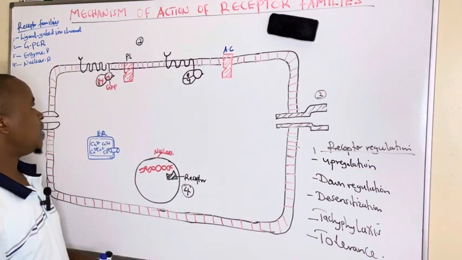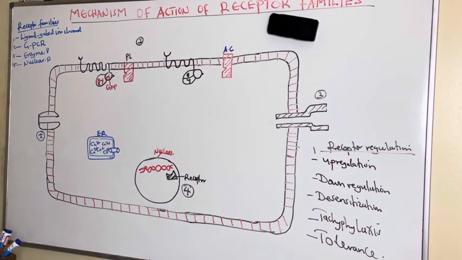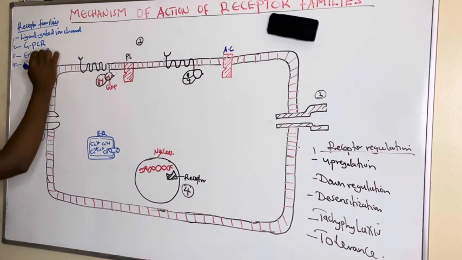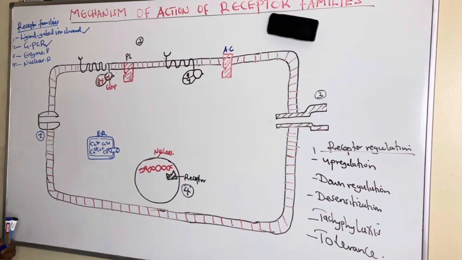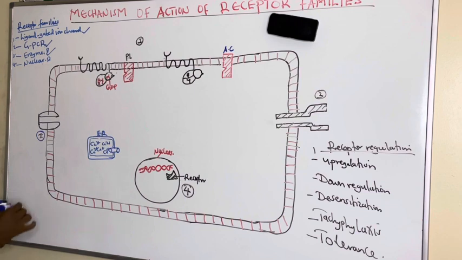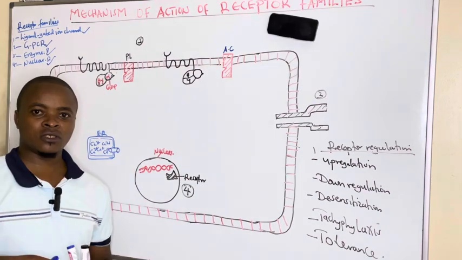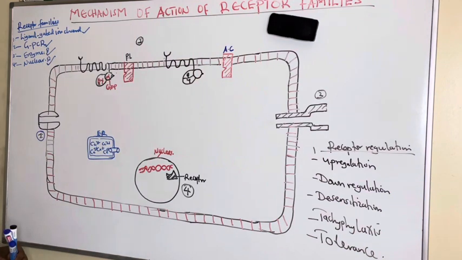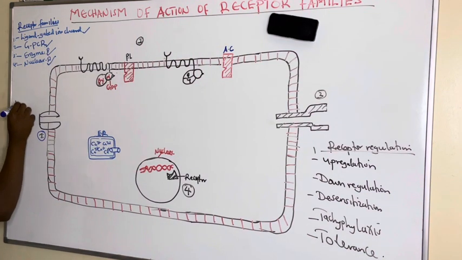There are only 4 receptor families: ligand-gated ion channels, G protein coupled receptors, enzyme receptors, and nuclear receptors. So we're going to begin with ligand-gated channels as number 1.